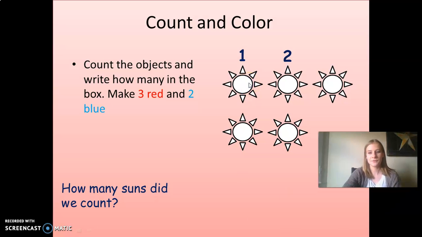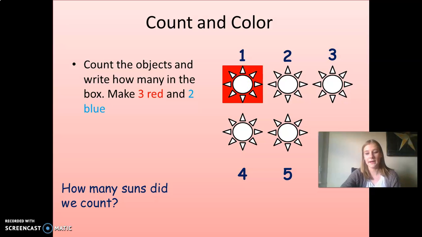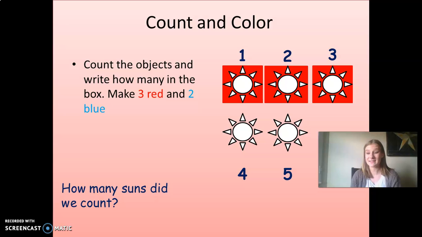1, 2, 3, 4, 5. I stop right there because there are no more suns. I don't keep going. I stop at 5. So I know that I have 5 suns. Now it's telling me to make 3 red and 2 blue. So I'm going to count 1, 2, 3. Those are my 3 red suns. So I stop. I don't make any more red ones because it said make 3 red. And now I need to make 2 blue. So I see that I have 2 left. So I know that this one and this one must be blue. So how many suns did we count, scholars?